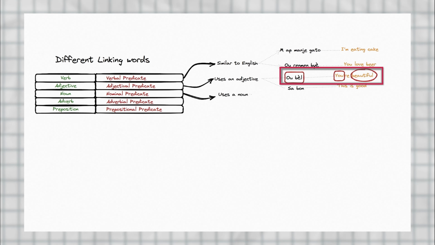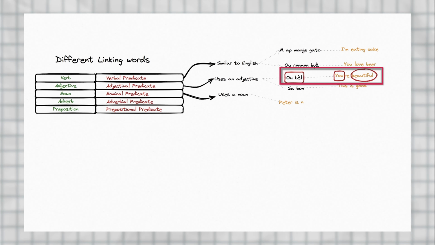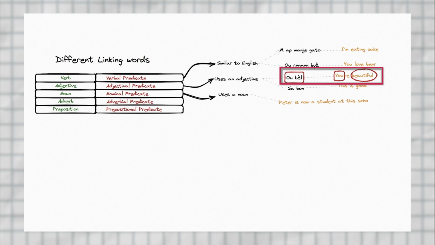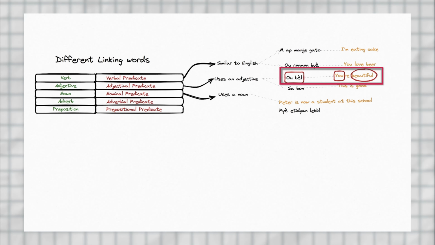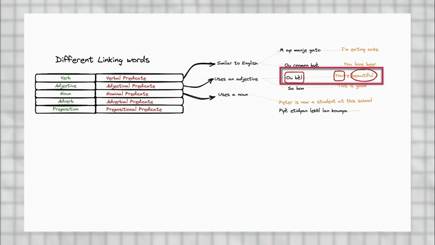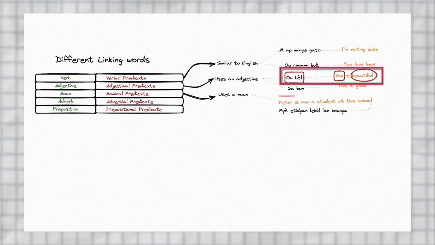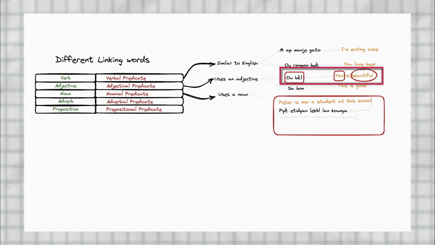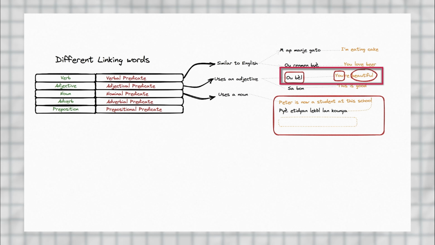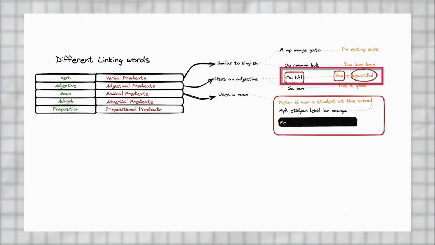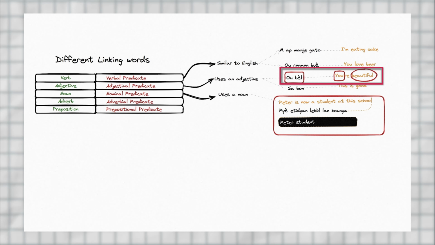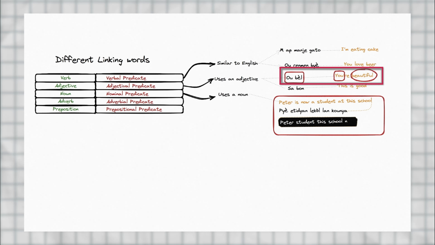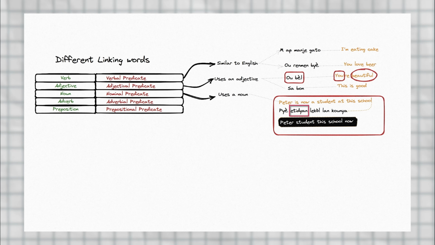Now, a nominal predicate is a predicate that uses a noun as a linking word. For instance, Peter is now a student at this school. In Haitian Creole, that would be Pierre étudiant l'école là kounya. A literal translation would give us this: Peter student this school now. So étudiant is the word that carries the predicate.